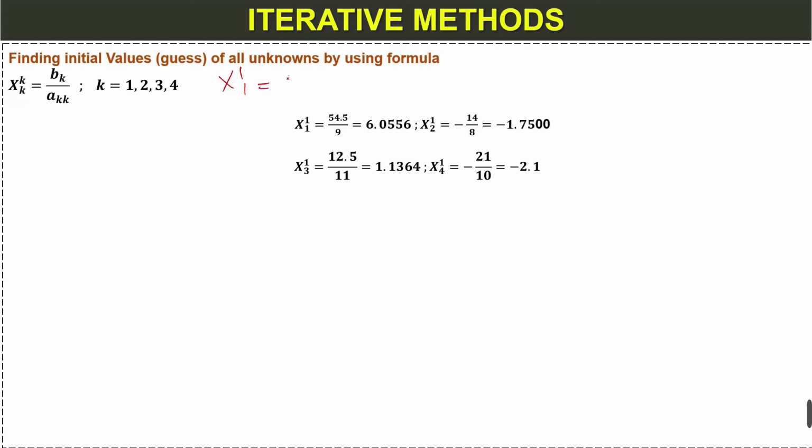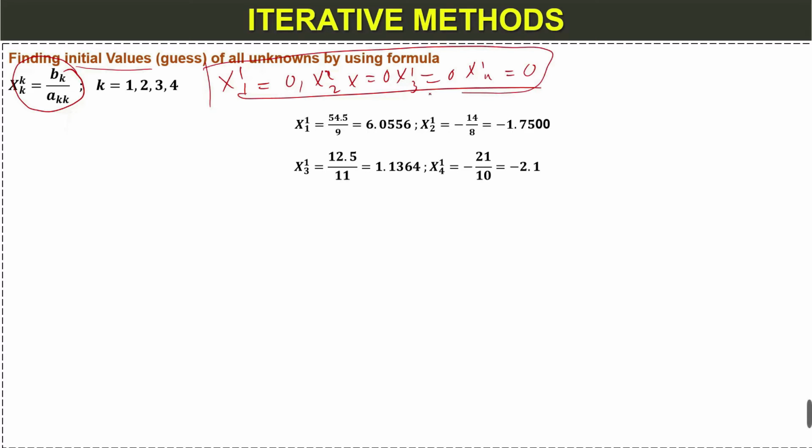Means x11 can be 0, x12 can be 0, x13 is equal to 0, and x14, all these can be 0. But I will use the initial guess or the initial values. By calculating this formula, you will see that the system will converge faster towards the exact solution as compared to using these initial guesses or the initial estimated solution.